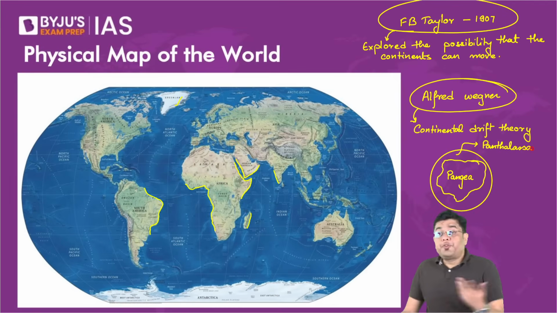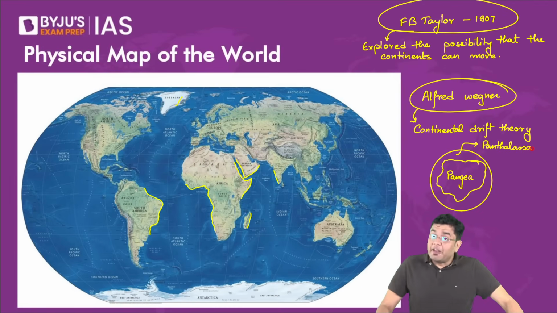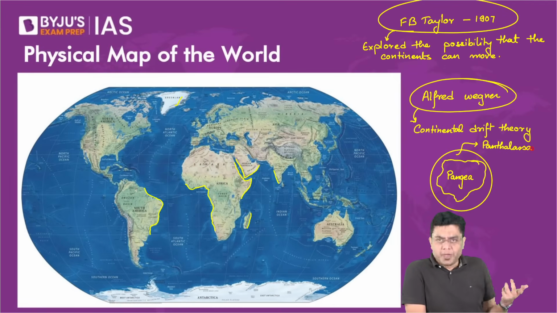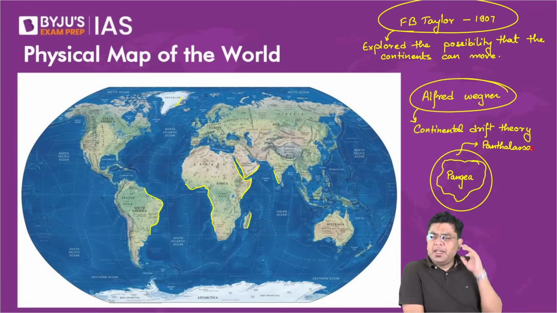Now, you have to understand that when Wagner published his theory, it was published in German. He was a German meteorologist and climatologist. So he published his entire essay in the form of a small book in German. That was not immediately available to the entire world. The rest of the world came across that theory only 12 to 13 years later, in the 1920s, when the English translation was made available.